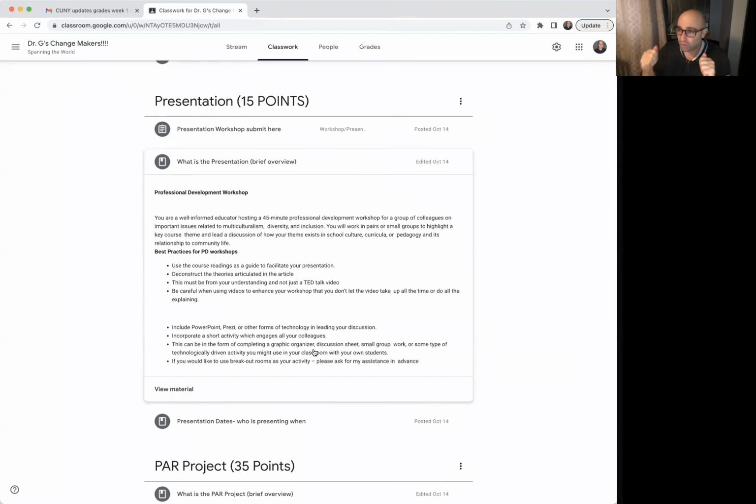Okay, so again, go back to the beginning one last time. Here's your checklist. What's my big theme that I'm talking about here? What's the big theme from the course? Is it school culture, curriculum, pedagogy, and its relationship to community life? Okay. What's the big idea? What's the language that I'm going to pull from the reading? What's the critical theory?